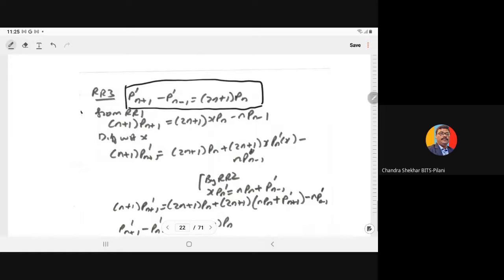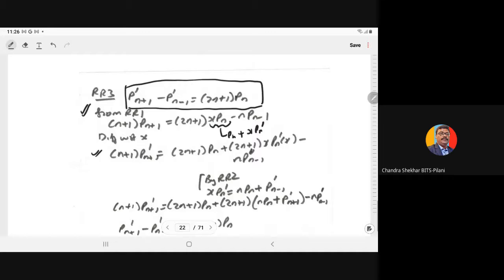So here, from the first recurrence relation, what is the first recurrence relation? (n+1) Pn+1 is equal to (2n+1) x Pn minus n Pn-1. This is the first recurrence relation. If you differentiate with respect to x, the left hand side will become (n+1) P'n+1, and the right hand side will be, what is the differentiation of x Pn? That is Pn plus x P'n, right?